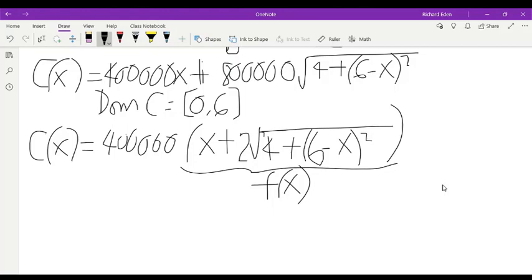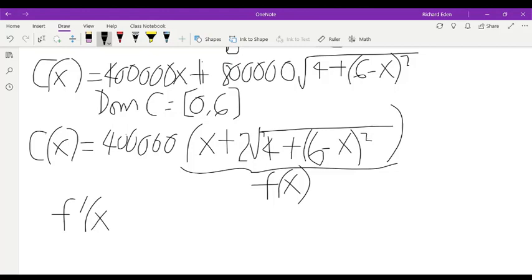The x value that minimizes f is therefore the x value that minimizes c. And so because f is simpler, why don't we just do our calculus on the function f? The domain is still the same, 0 to 6. So first derivative, f prime of x.